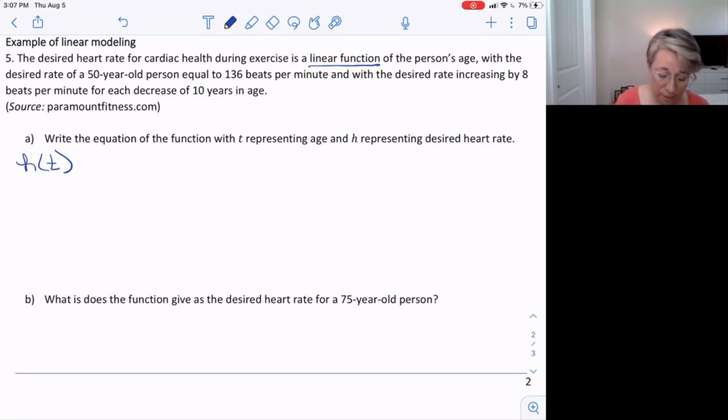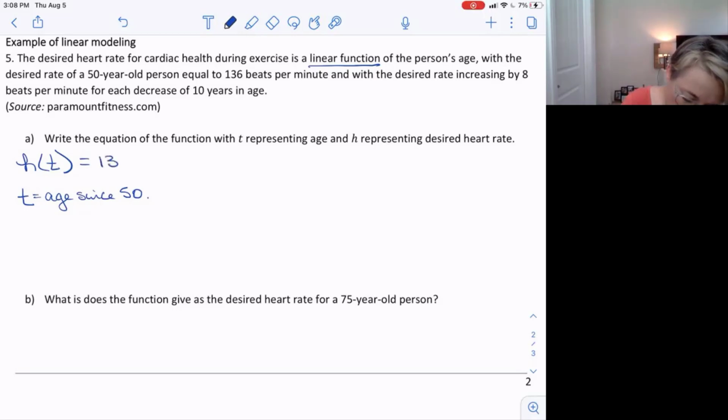So you might read this and say, okay, I know if we start at 50, like that is our baseline, 50-year-old person, our heart rate should be 136 beats per minute. So that means if t is the age since 50, or the number of years after 50, that's going to be our y-intercept, in other words. Our beats per minute, we know, is going to be 136 beats. That's our fixed 136 beats per minute.